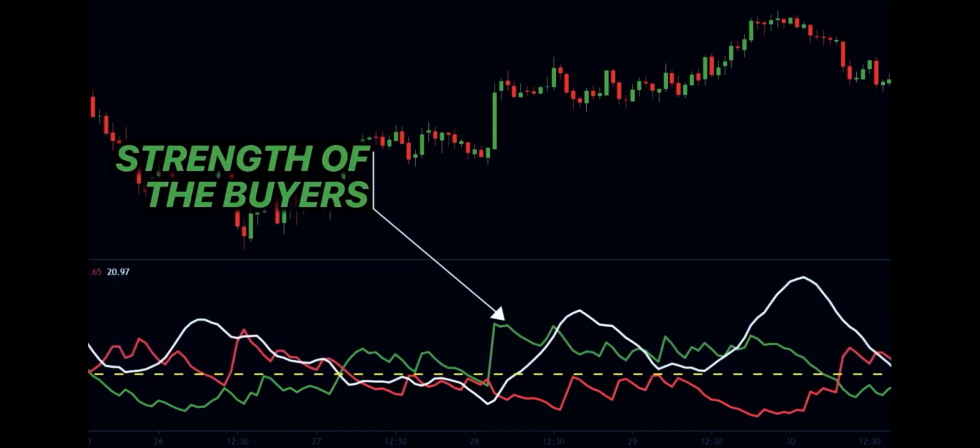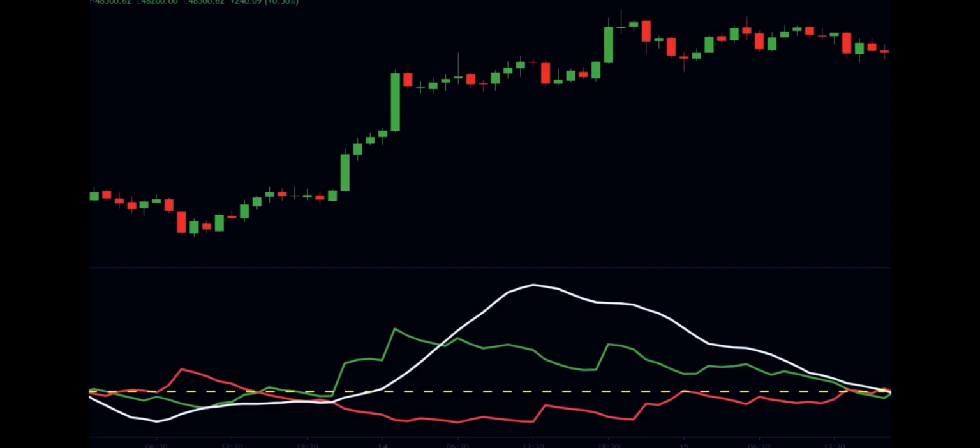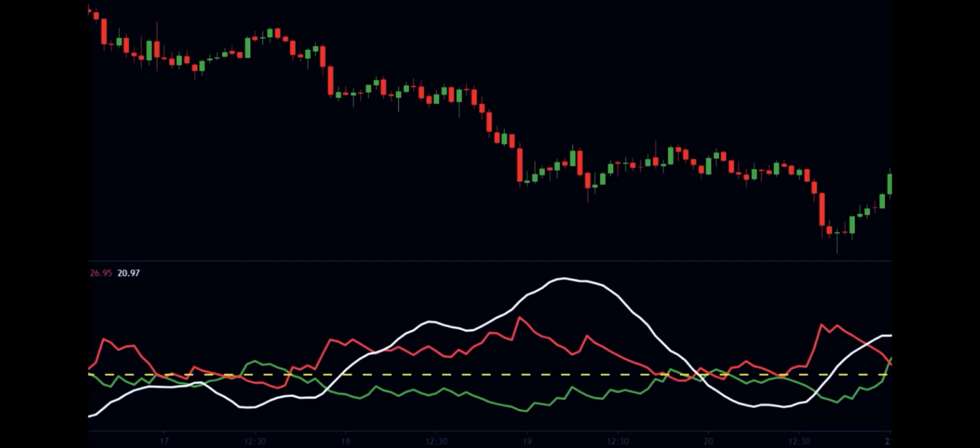The positive DI line shows the strength of the buyers, and the negative DI shows the strength of the sellers. In an uptrend, the positive DI is above the negative DI. On the other hand, in a downtrend, the negative DI stays above the positive DI.